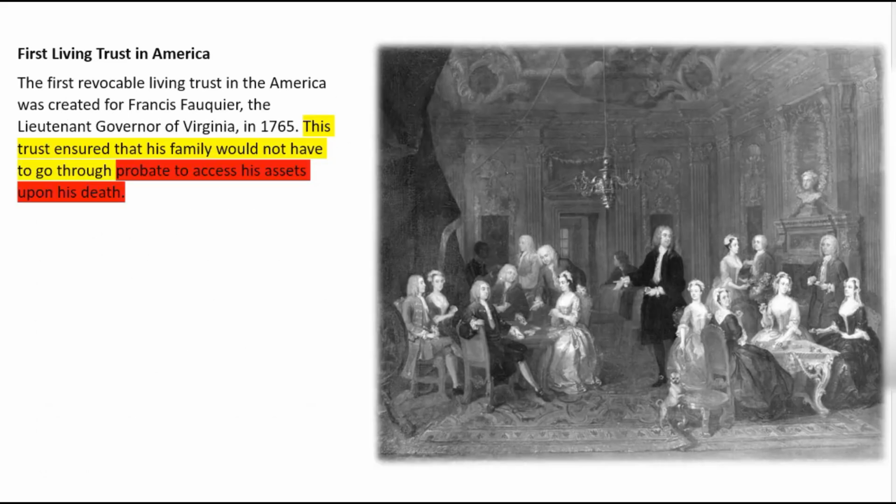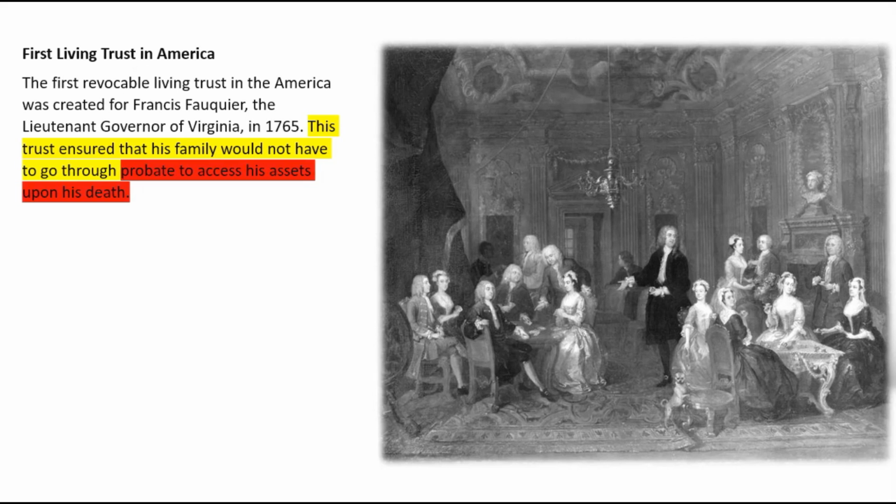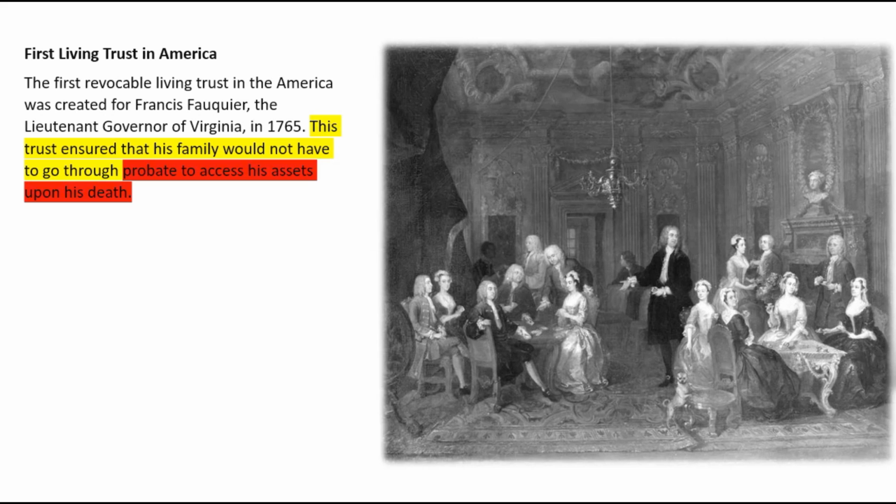First living trust in America. The first revocable living trust in the Americas was created for Francis Fauquier, the lieutenant governor of Virginia, in 1765. This trust ensured that his family would not have to go through probate to access his assets upon his death.